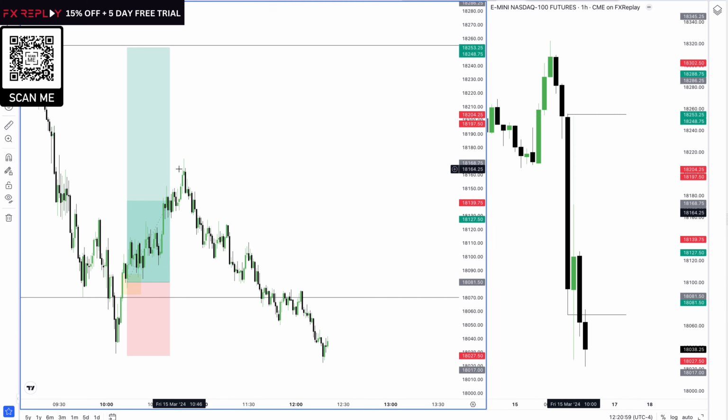Again, it gave a nice push, but back to stop loss. Go to the next day.